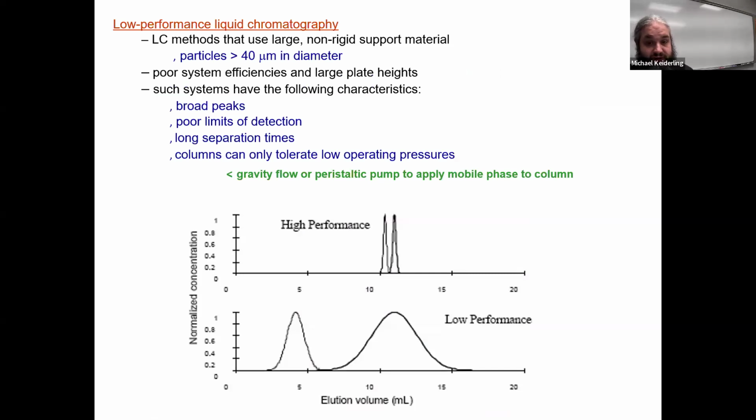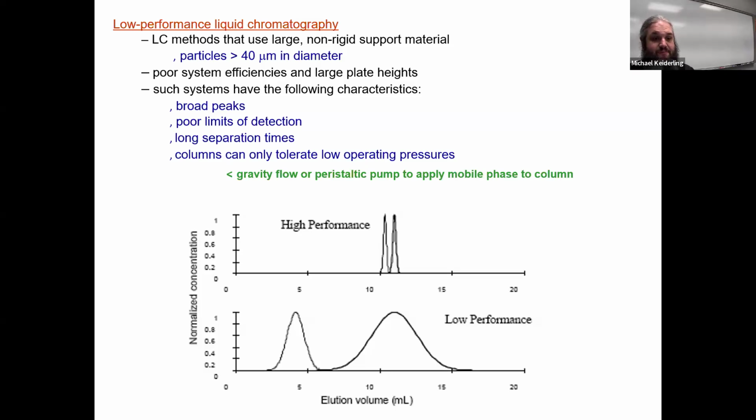So low performance liquid chromatography methods use a large non-rigid support material. The particles are greater than 40 micrometers in diameter. It has poor system efficiencies and large plate heights. You often have broad peaks, poor limits of detection, long separation times, and the columns can only tolerate low operating pressures. You can use gravity flow or a peristaltic pump to apply the mobile phase to the column. The advantage of low performance liquid chromatography methods is that they are cheaper and simpler to set up.